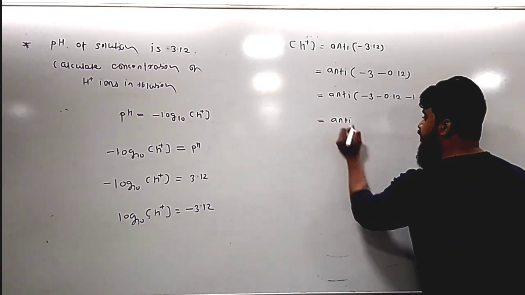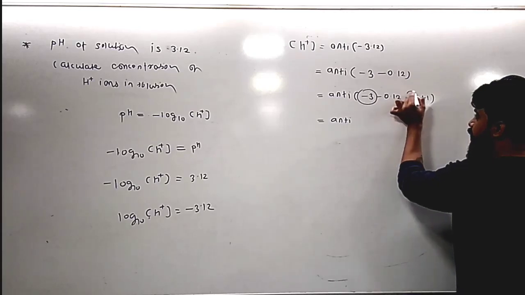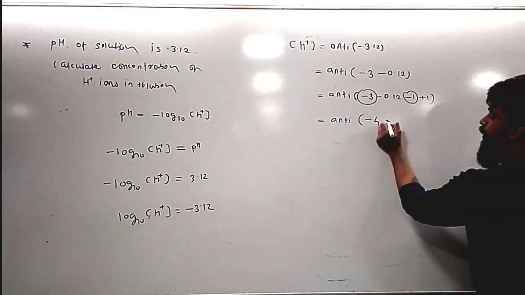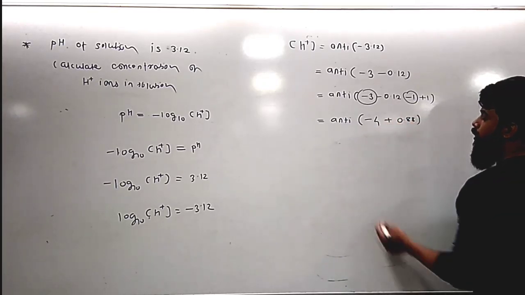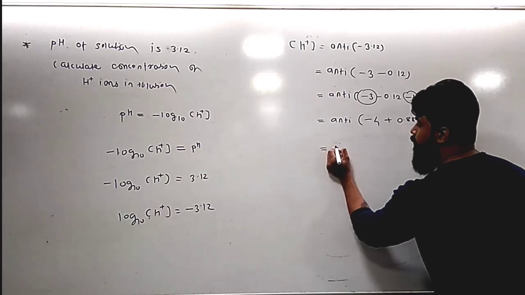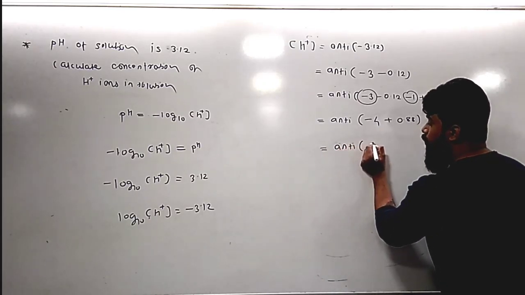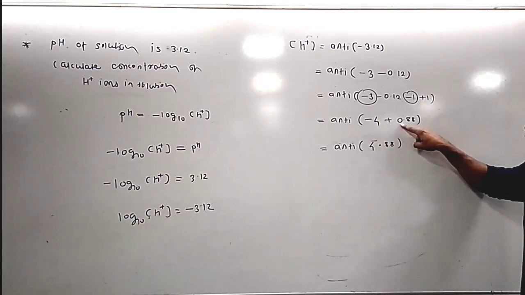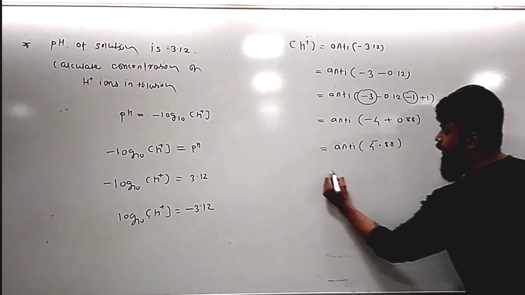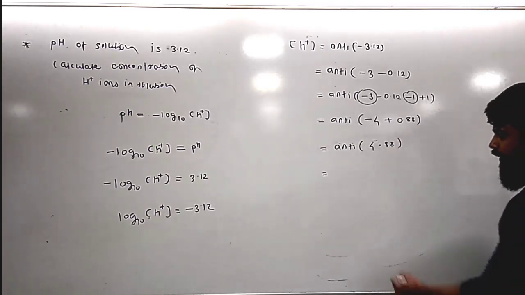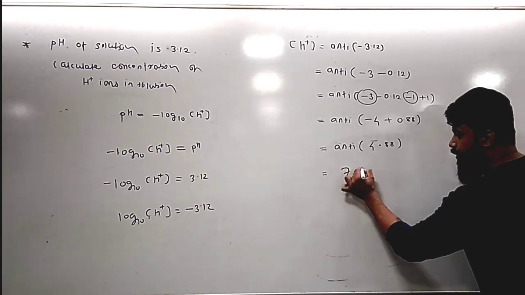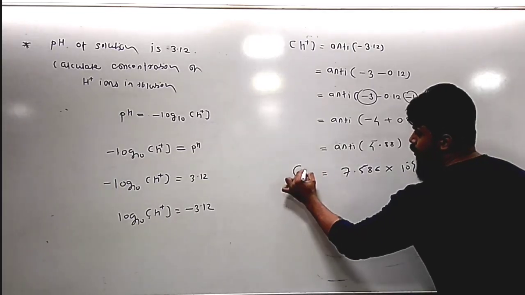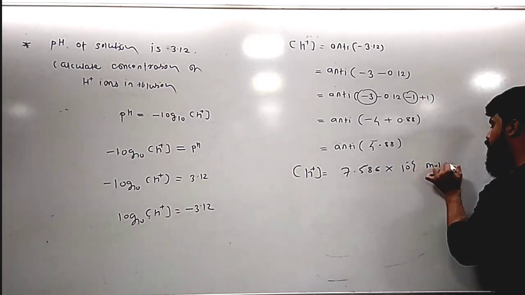So, anti-log, just focus on these two terms: minus 3 and minus 1 become minus 4, and plus 1 and minus 0.12 becomes plus 0.88. When we write both the terms combined, it becomes anti-log of bar 4.88. This minus 4 is written as bar 4 and 0.88. So anti-log of 0.88 is nothing but 7.586. Anti-log of 0.88 is 7.586, and this bar 4 becomes 10 to minus 4. This is the concentration of H plus ion in mole per liter.